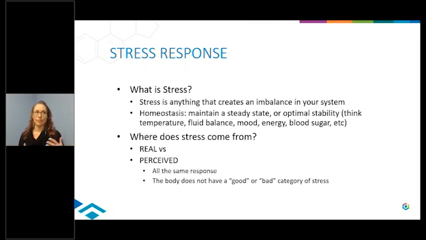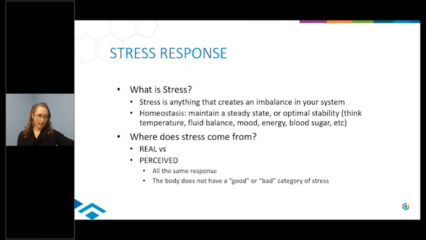When we think about that, think about your body temperature, right? It stays within a very small window. We want to make sure that that doesn't go super wonky. Same thing with fluid balance, mood, energy, blood sugar. And when we think about stress, we want to think about what that stress looks like.